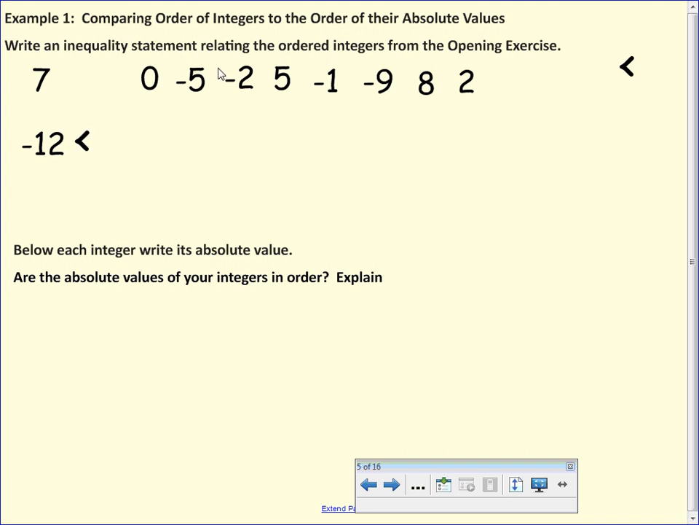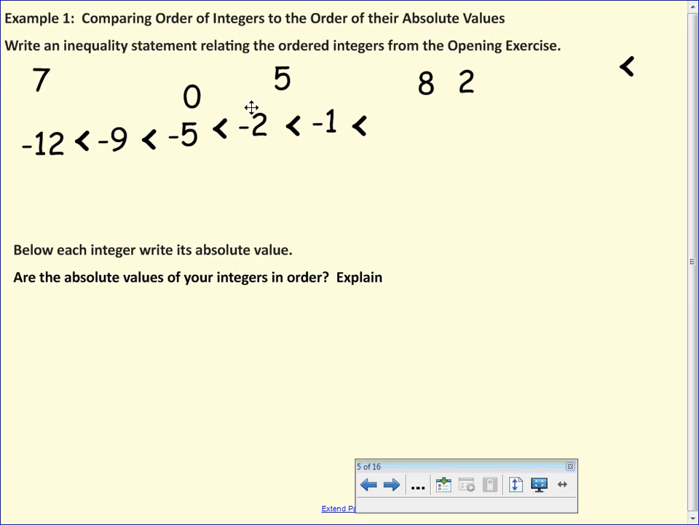What's the next smallest number? Next. Then. Okay, good.